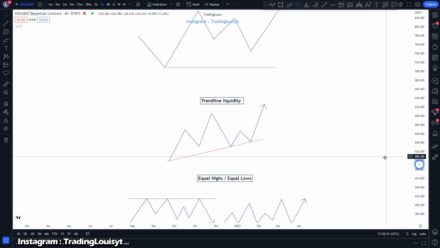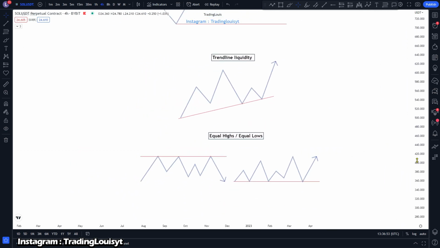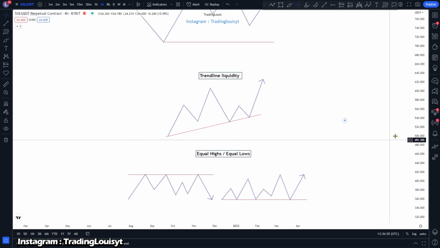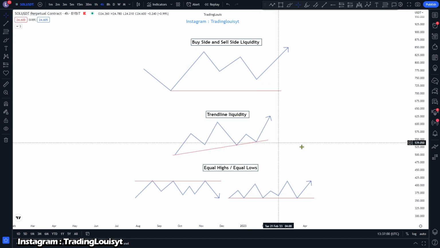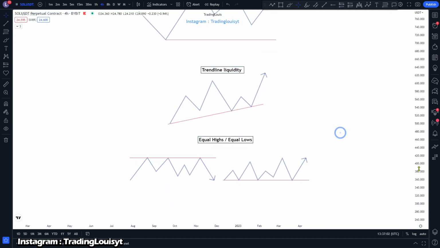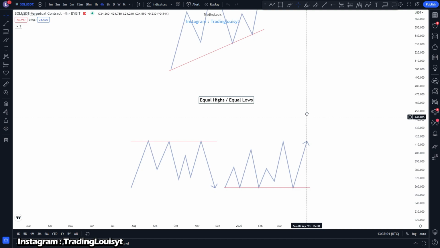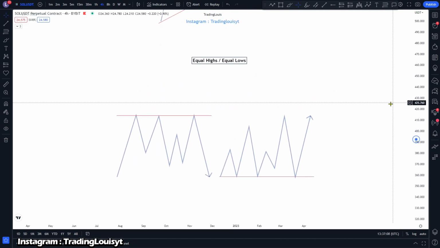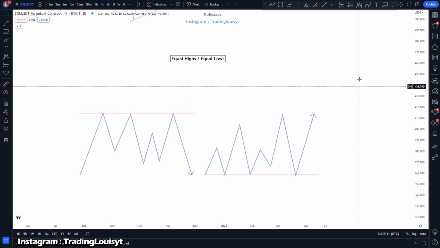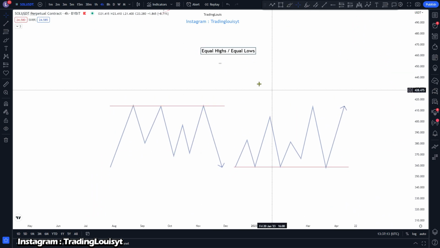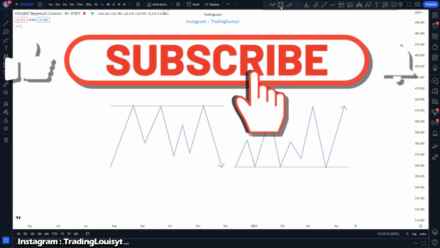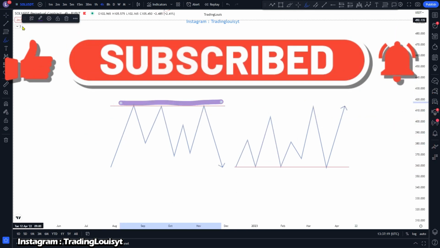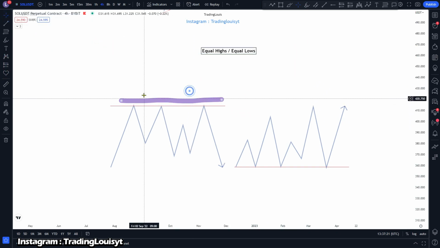First, we'll focus on equal highs and equal lows, and after I go through this, I'll be giving you a live chart example of all the different types of liquidity. Let me make sure you understand what liquidity is. All liquidity is money laying in the market. For example, if we look at these equal highs and equal lows, liquidity will be laying right here. Now, why will liquidity be lying here?